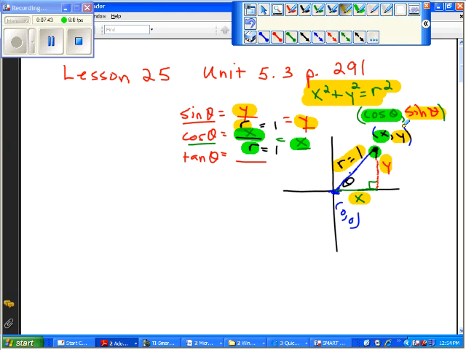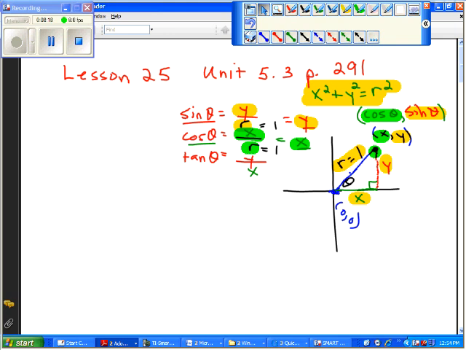So sine is leg opposite over hypotenuse or y over r. Cosine is leg adjacent over hypotenuse or x over r. Okay, so we're memorizing that. All right, tangent. Tangent theta is leg opposite y over leg adjacent x, y over x. And we memorize that, okay?